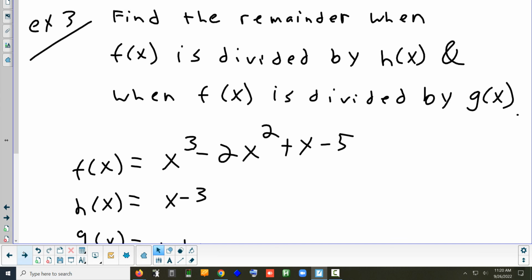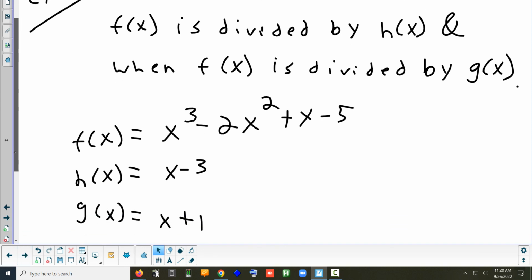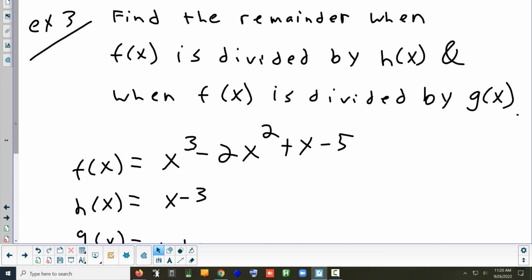So let's do this problem, and I want to find the remainder when you take f of x and divide by h of x, and then separately f of x divided by g of x. But don't do the whole problem out. I don't want to do long division. I don't care about the quotient. Let's say that this question said determine if h of x is a factor of f of x. If that was the question, you would do what we're going to do right now. Find the remainder. If it comes out to 0, it's a factor. If it doesn't come out to 0, it's not.